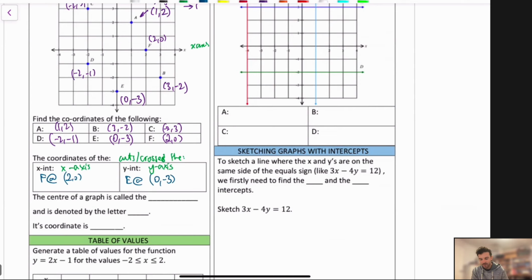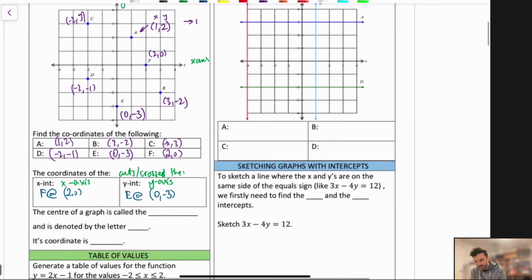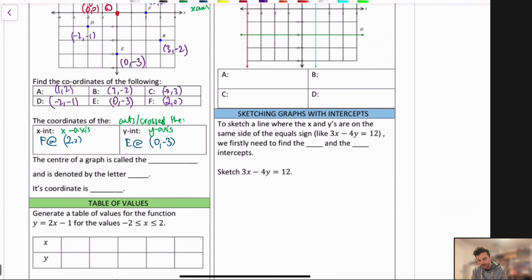Now, what's the center of the graph called? Well, let's add it here, put a dot. That's O, okay? Now the origin, or simply O, just means the center of a Cartesian plane. Okay, so the center of the graph is called the origin, denoted by the letter O, and it's 0, 0. So if in doubt, just put a 0.